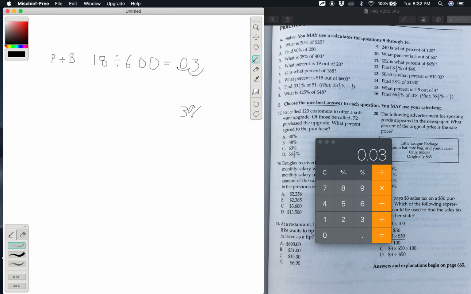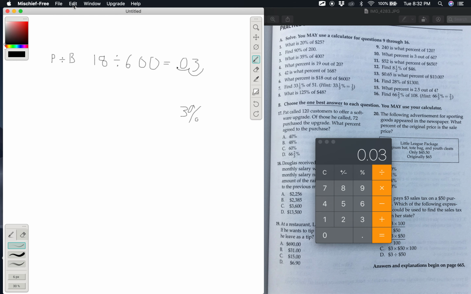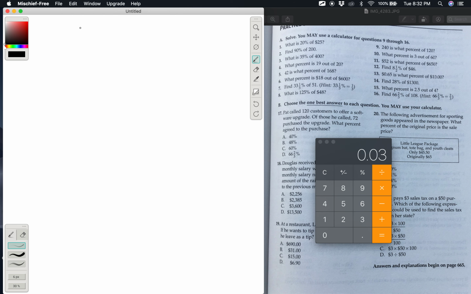Sorry for that terrible looking circle there. So there we have 3%. Hope you guys are starting to get the picture, because if you're not, then there's no hope. No, just joking. Practice makes perfect.